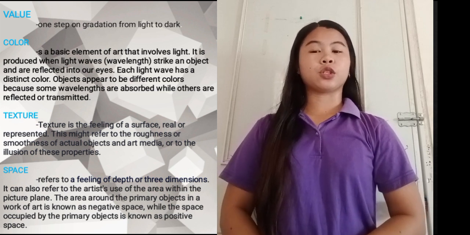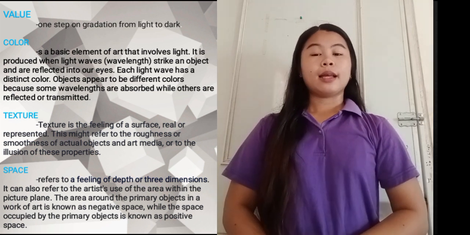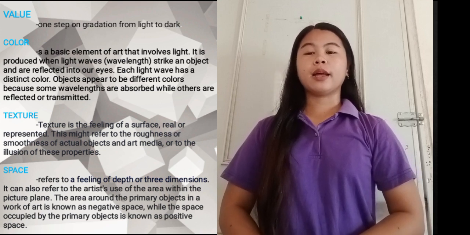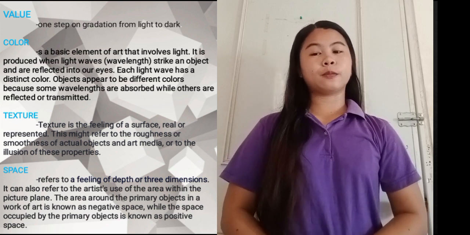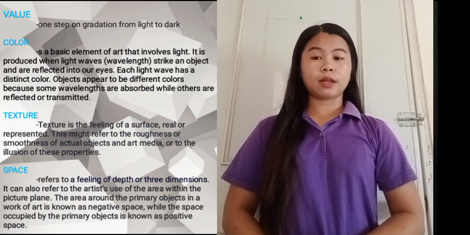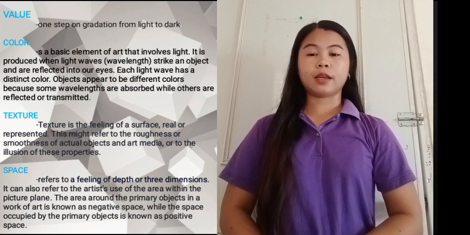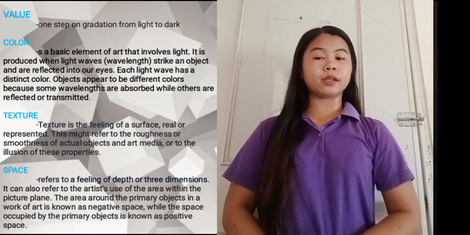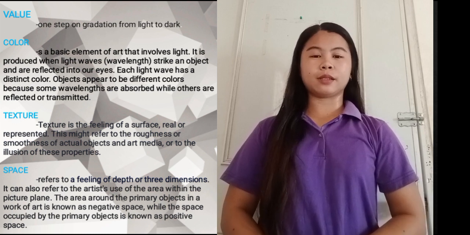Texture. Texture is the feeling of a surface, real or represented. This might refer to roughness or smoothness of objects in art and media, or to the illusion of this property. Space refers to a feeling of depth or three dimensions. It also refers to artists' use of area within the picture plane. The area around the primary object in a work of art is known as negative space, while the area occupied by the primary object is known as the positive space.